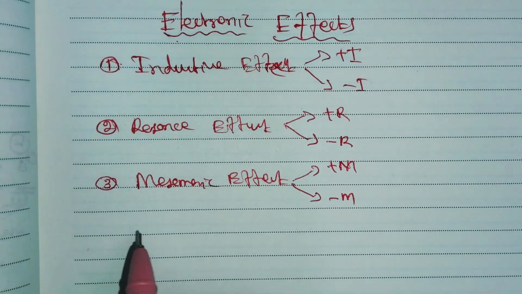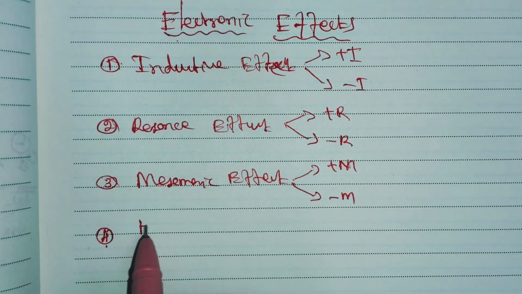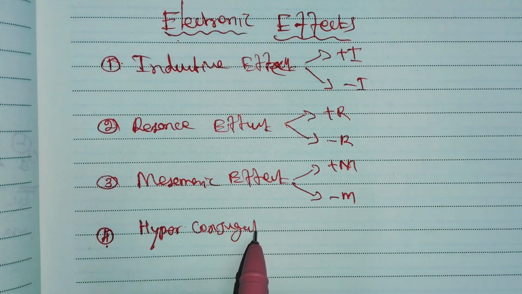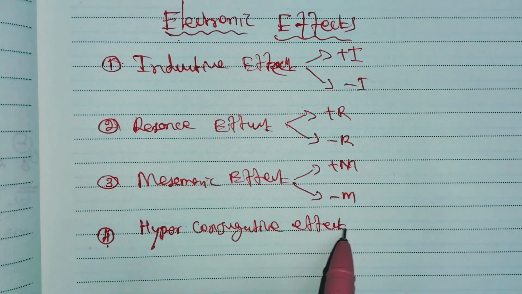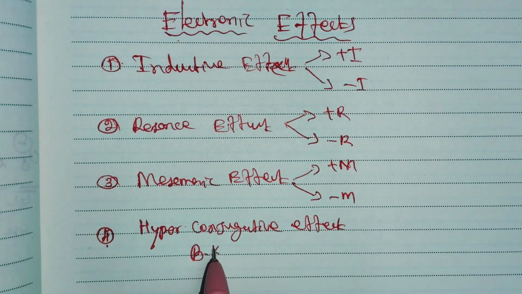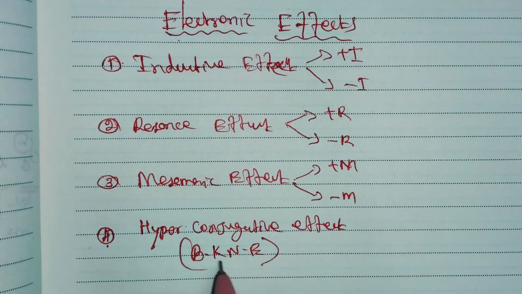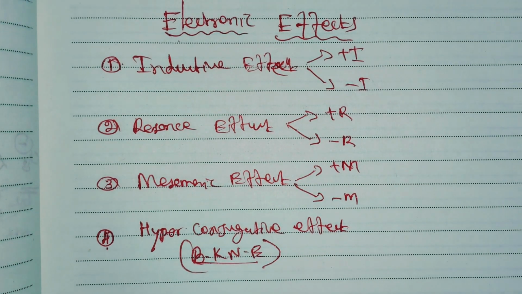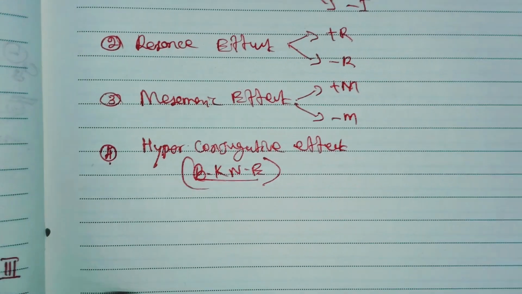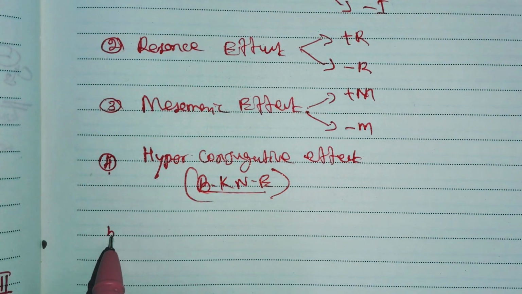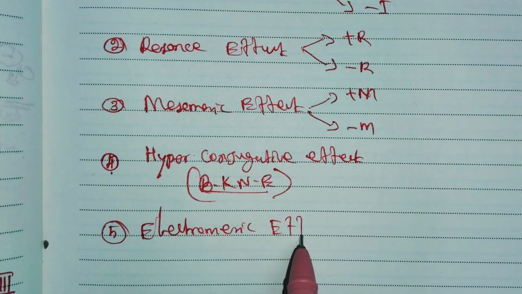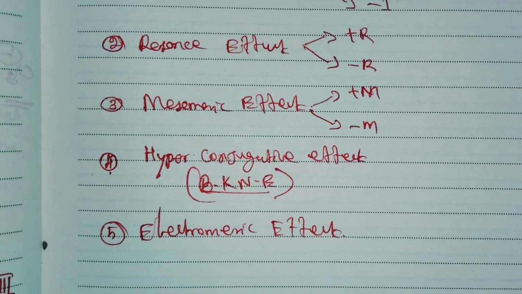Okay, the next, the fourth category, is hyperconjugation. This hyperconjugative effect is also called the Baker-Nathan effect. Baker and Nathan proposed this effect, that's why hyperconjugation is also called the Baker-Nathan effect. And the last one is the electromeric effect. So that's all. These five kinds of effects are there.